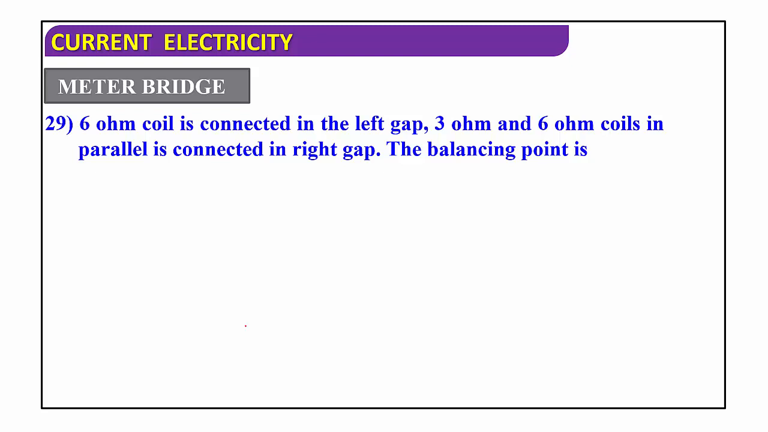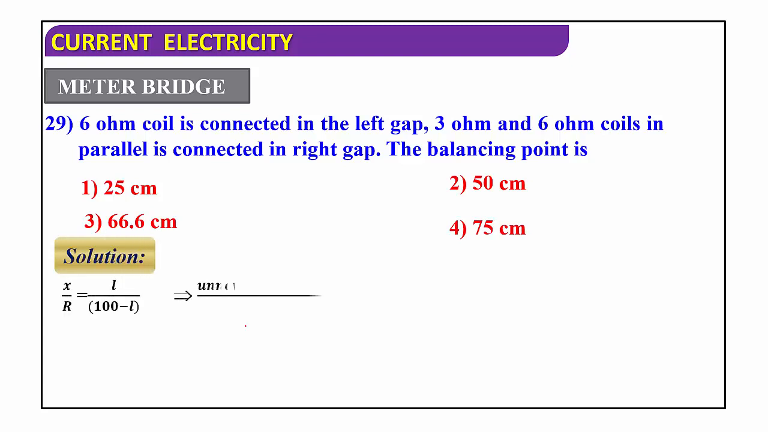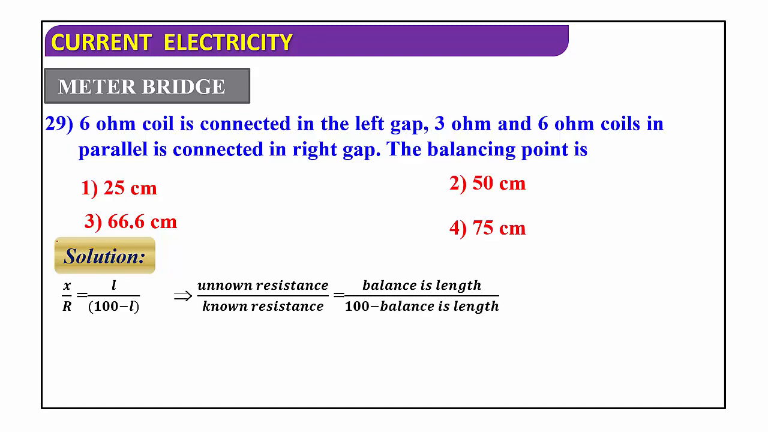Then the balancing point is, remember, always the left gap and the right gap are connected by the known and unknown resistances. Here the two coils are connected in parallel, and we have to find the balancing point. Directly we have this formula you already used in the experiment: X divided by R equal to L divided by 100 minus L. X is the unknown resistance, R is the known resistance, and L is the balancing length.